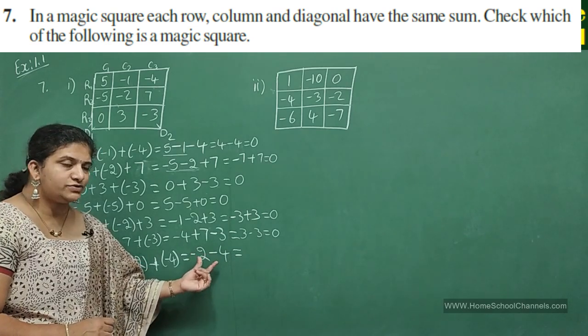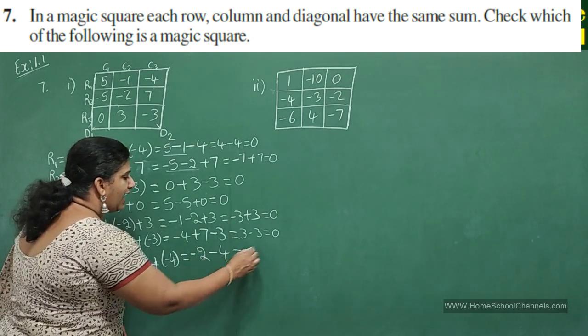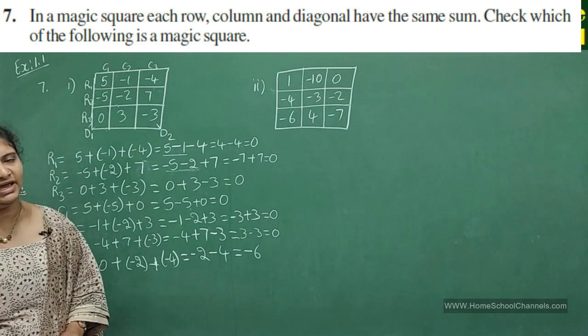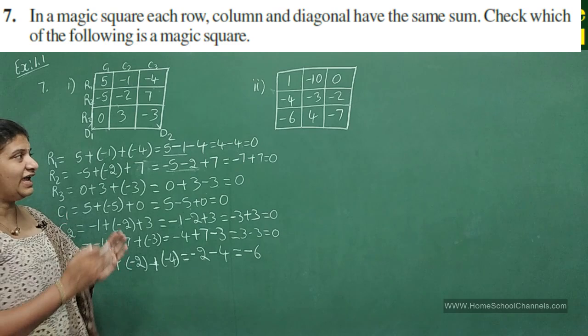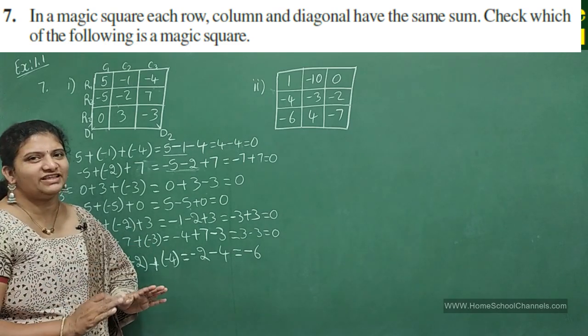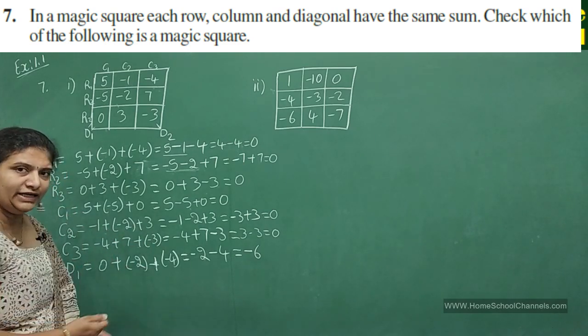Minus 2, minus 4. Both are negative, so take the negative sign and add the numbers. 2 plus 4 will be 6. So your answer is minus 6. So diagonal 1 is not matching. Therefore, no need of finding D2.